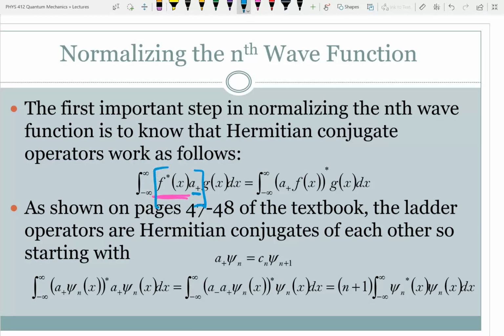This right here is equal to, well, got to get the star inside, is equal to that. So if you take the A plus and have the A plus act on the F, and then you do the complex conjugate of the whole thing, that's the same as having the A plus after it. Now, you're asking, or you should be asking, well, how is that really going to help me?